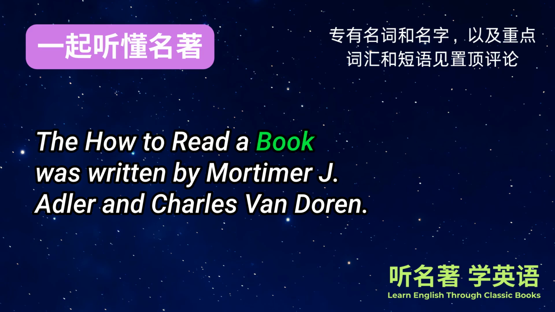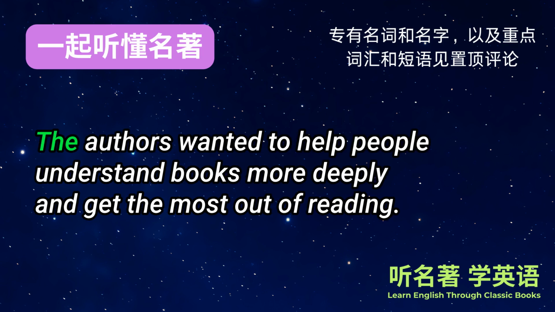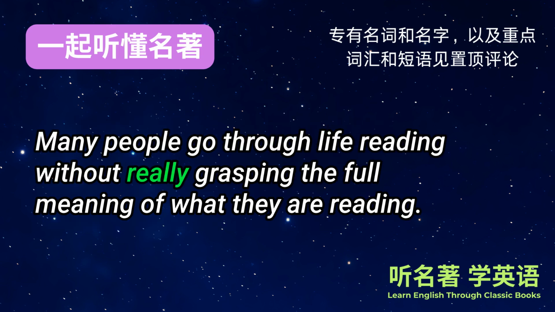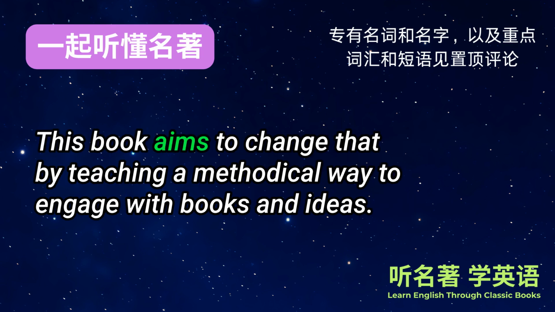How to Read a Book was written by Mortimer J. Adler and Charles Van Doren. The authors wanted to help people understand books more deeply and get the most out of reading. They believed that reading is not just about looking at words on a page, but about thinking and learning from what we read. Many people go through life reading without really grasping the full meaning of what they are reading. This book aims to change that by teaching a methodical way to engage with books and ideas.